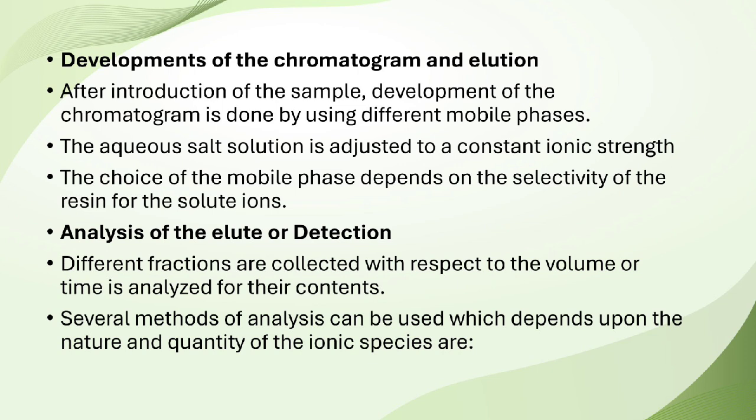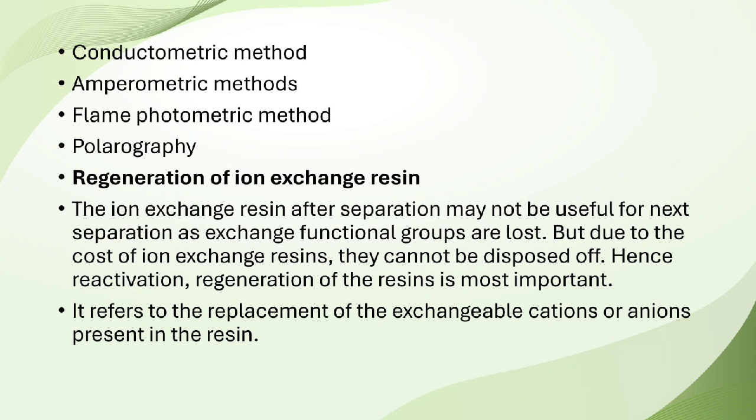Analysis of the eluate or detection. Different fractions are collected with respect to the volume or the time and analyzed for their contents. Several methods of analysis can be used, which depend on the nature and the quality of ionic species, such as conductometric method, amperometric method, flame photometric method and polarography.